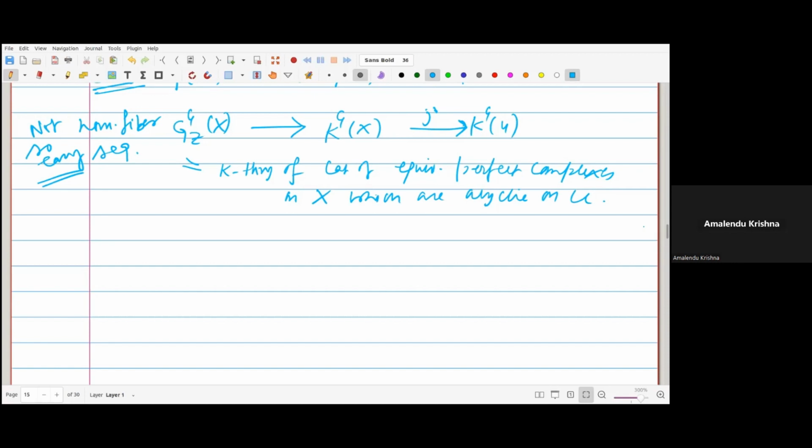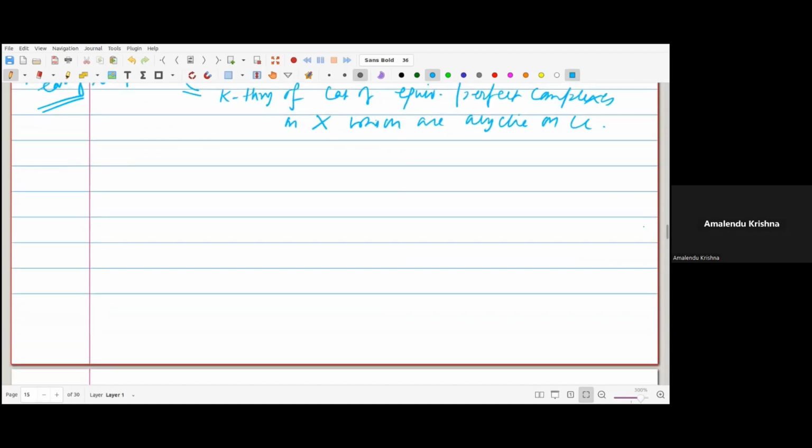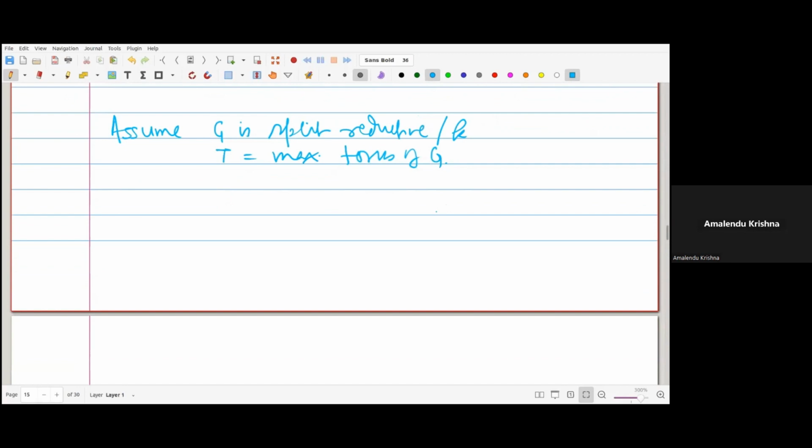Now, let me do some more serious stuff. A further, more interesting thing is about equivariant K theory. So, next is the following. Now assume G is split reductive, and T is a maximal torus. Right. Then what can we do?